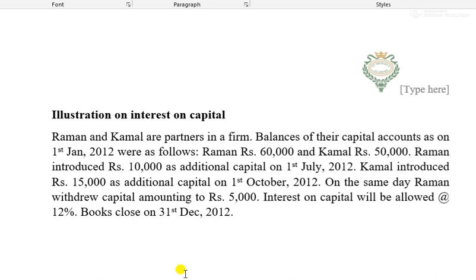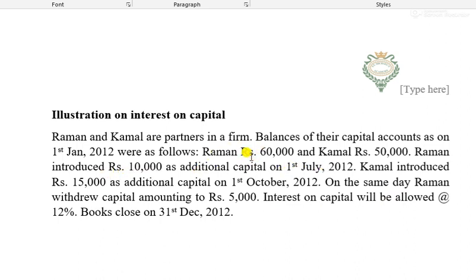So what happens in the starting of the year? We'll assume R and K, not Raman and Kamal. So R had a capital of 60,000 in the starting of the year. On 1st July 2012, R introduced 10,000 as capital.